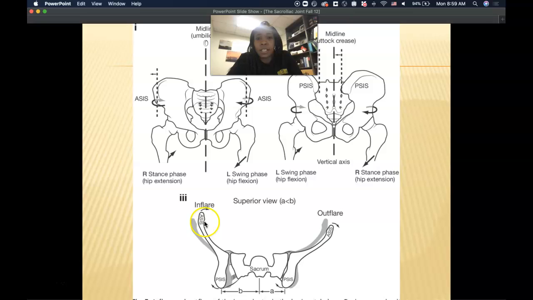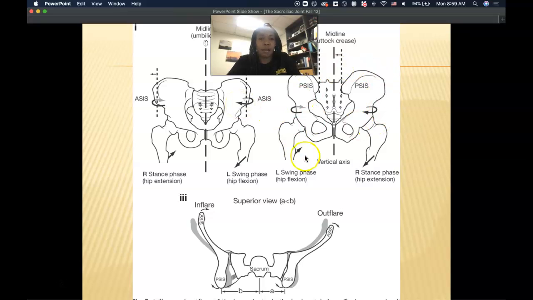So an inward flare is one in which the ASIS is moving in towards the umbilicus. And an outward flare is one in which the ASIS is moving away from the umbilicus and/or the midline. Does that make sense, you guys? So if we're looking at this here, this ASIS is moving away from the umbilicus. See that arrow? That would be an outward flare. And this one is moving in towards the midline, so that would be considered an inward flare of the ilium. So far, so good, you guys.